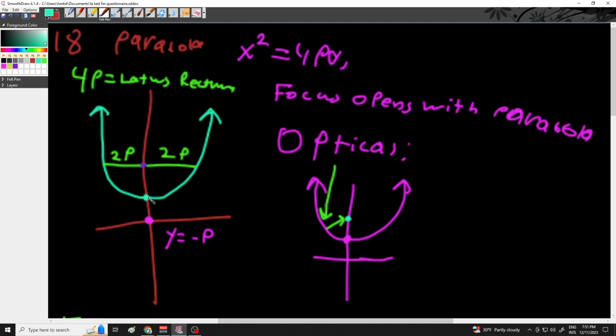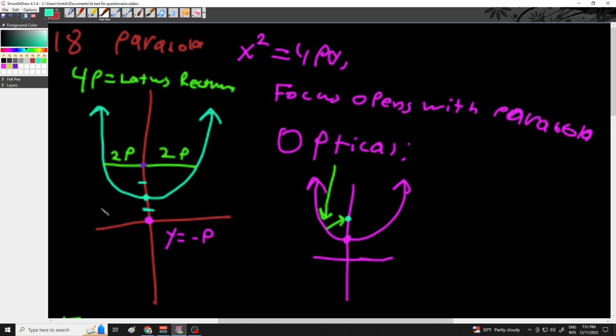there are three parts to this problem. We have the vertex, which is the teal dot, the purple one, which is called the focus, and then this pink dot with the red line is called the directrix. The focus and the directrix are evenly spaced away from the vertex. So this line and this line are the same.